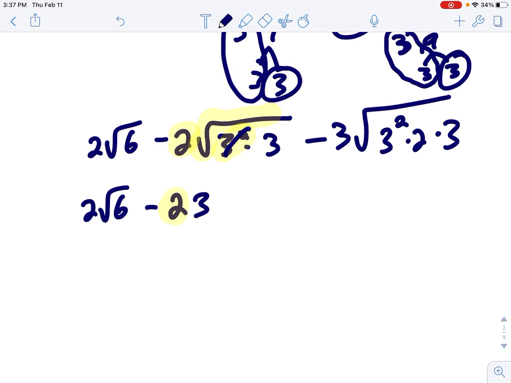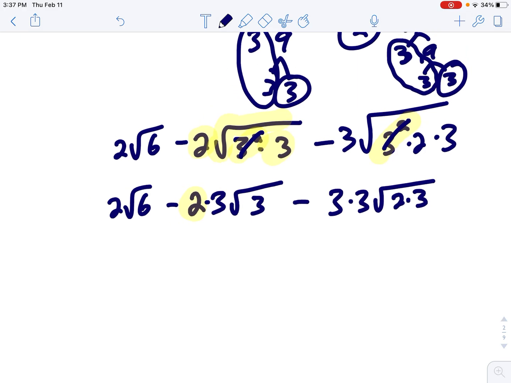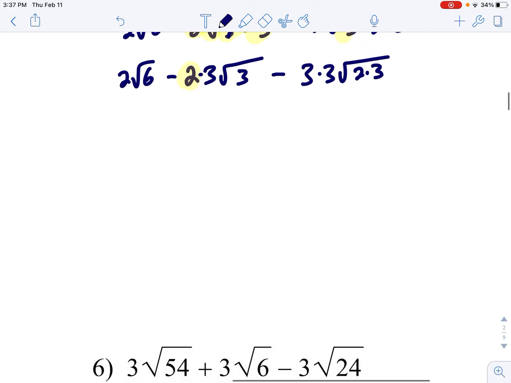You can bring out a 3. But this 3 is going to stay underneath the radical bar. Minus, bring down the next 3. Again, the square root cancels out that square. So you can bring out another 3, and that leaves us with 2 times 3 under the square root bar.